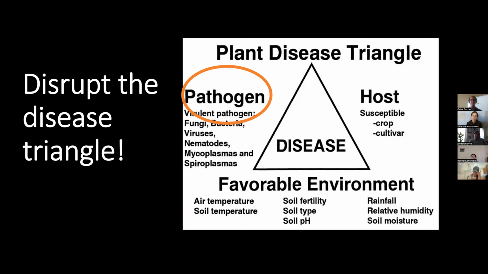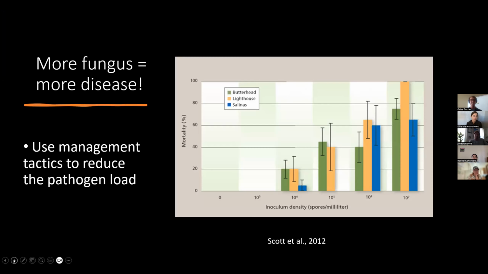All right, now we're going to talk about the pathogen side of disrupting our disease triangle. So the more fungus there is in your soil, well, the more of the pathogenic fungus there is, the more disease you're going to get. And that kind of makes sense intuitively. If there's just more of it there to attack your plant, it makes sense that it would damage your plant more. And so we can use management tactics to reduce the amount of pathogen in the soil.